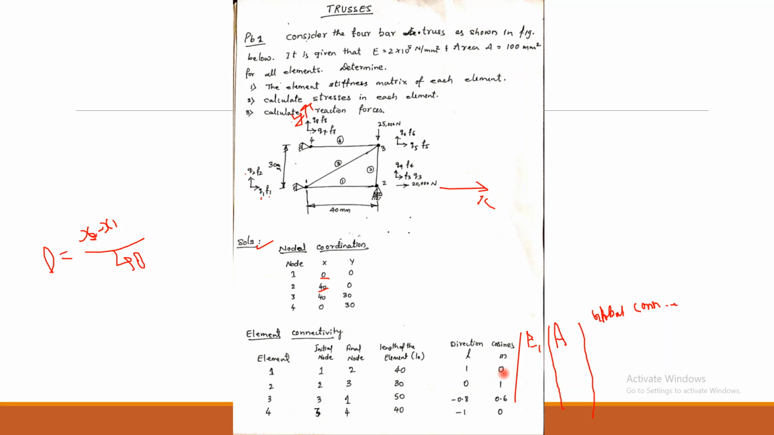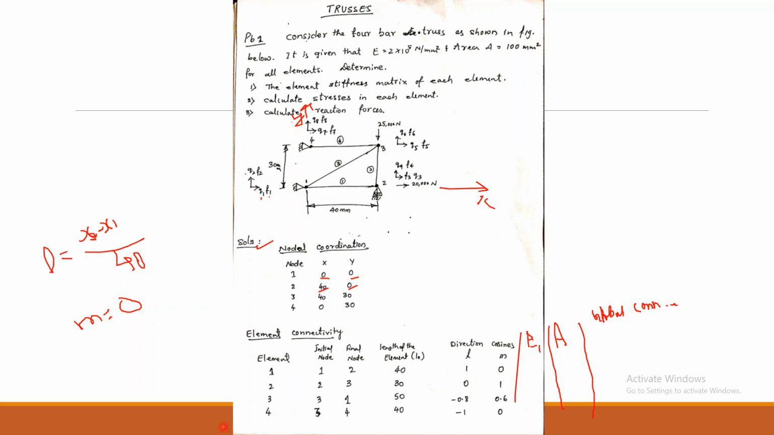Later on M. The value of M is found by the same thing, but with the y coordinate. Final node is 2, initial node is 1, so it becomes y2 minus y1. So y2 minus y1 is what? y2 is 0, y1 is also 0, therefore it becomes 0. So M becomes 0. You need to write that down here.